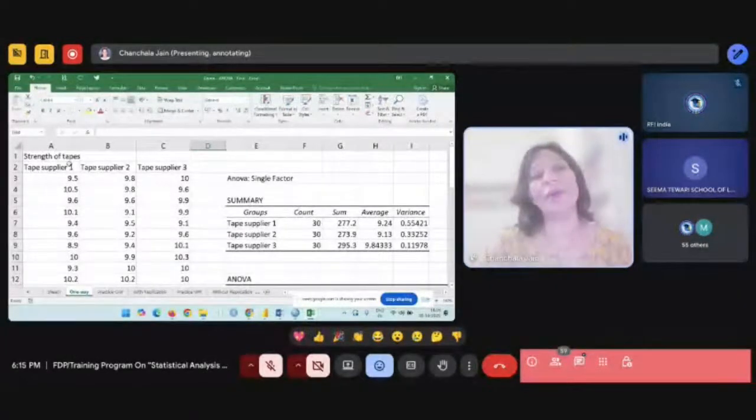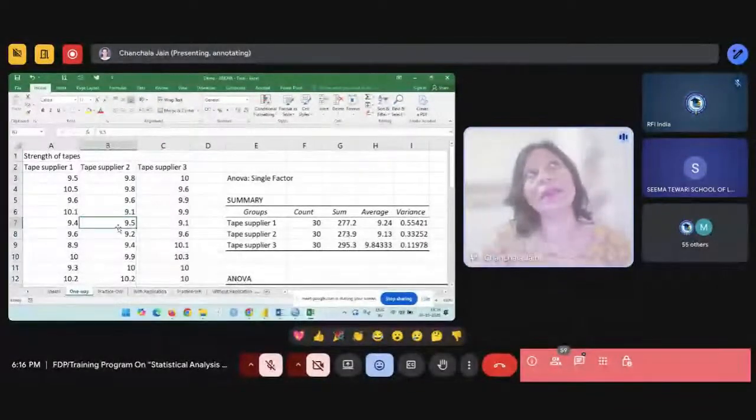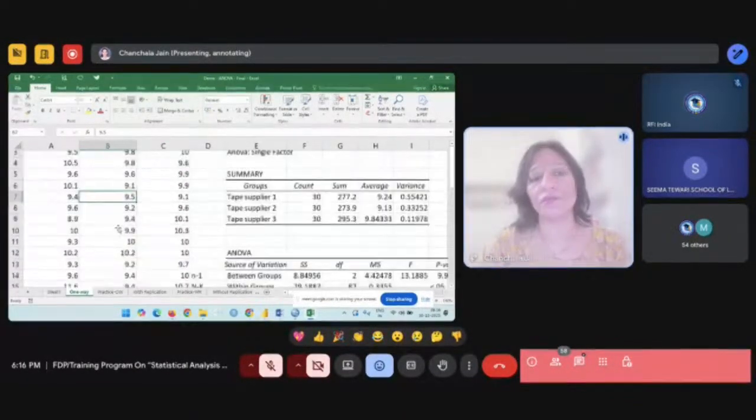If I'm having, suppose, 30 values here in the first group, 10 values in the second group, and suppose 5 values in the third group, it is an unfair way of calculating these things. So we need to maintain this. Usually it is difficult for us.